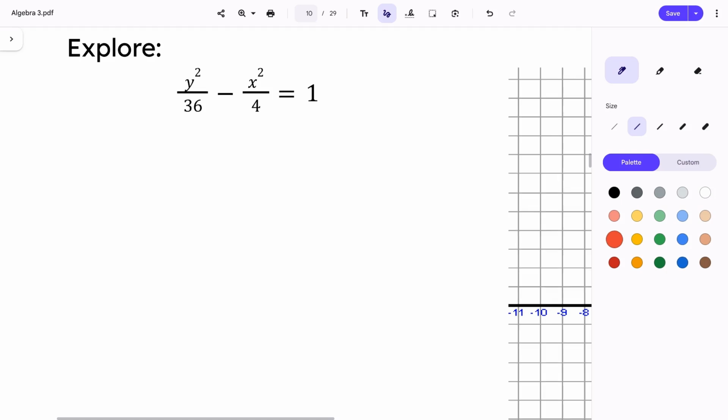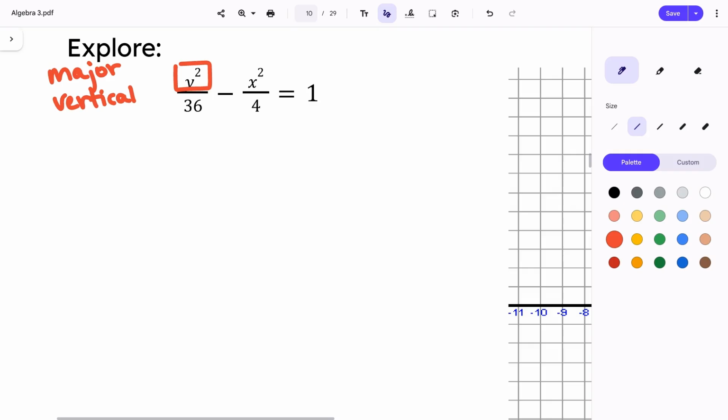Is this going to be major vertical or major horizontal? Vertical, the Y comes first. So this tells me major vertical. That also just tells me when I go to graph my hyperbolas for this one, they should open up and they should open down. They should not be going left and right this time.